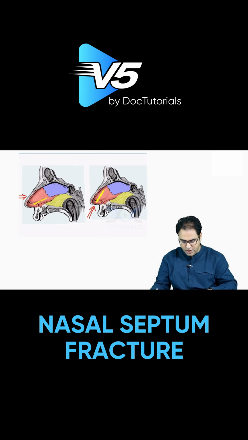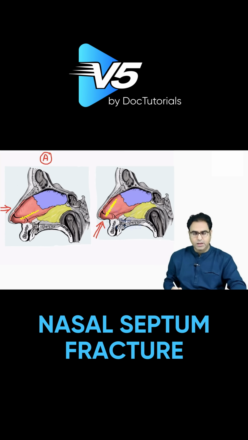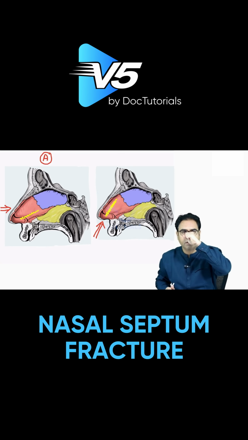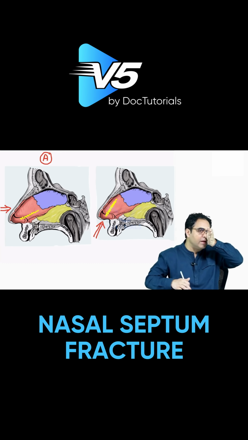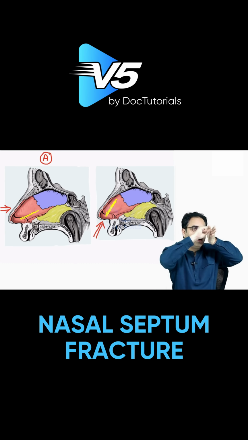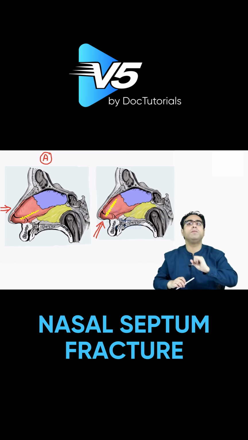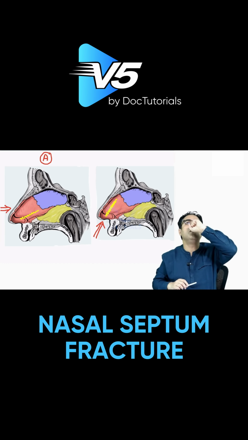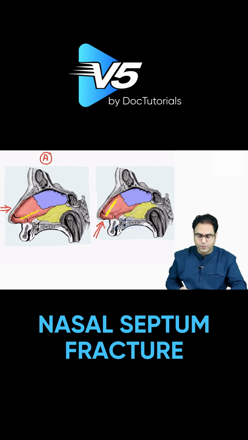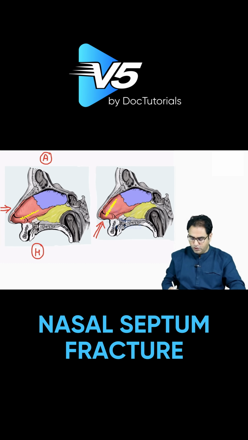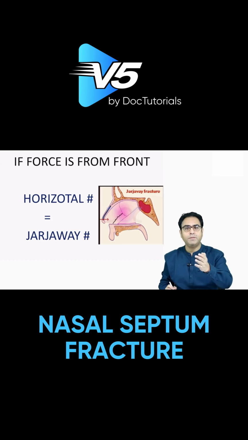My dear friends, look at the picture number A. If the force is from front, it will lead to horizontal fracture. You see, septum is like this. If force is from front like this, it will do horizontal fracture. And if force from below like this, from below, the fracture will be vertical. So, the force from front will lead to horizontal fracture and force from below will lead to vertical fracture. Now let us see them individually.